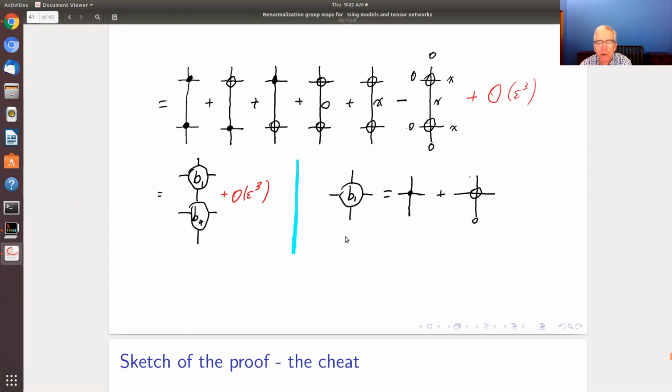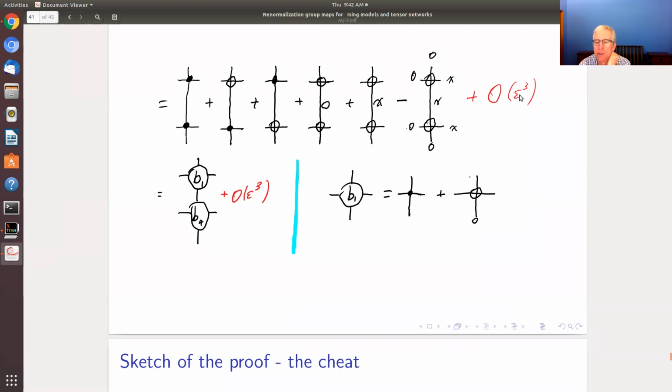So this will be part of the capital B1. Okay, now what's left? So what's left is this diagram, and a lot of this diagram is getting canceled by what came from that unitary. Okay? And then there's stuff of order epsilon cubed.